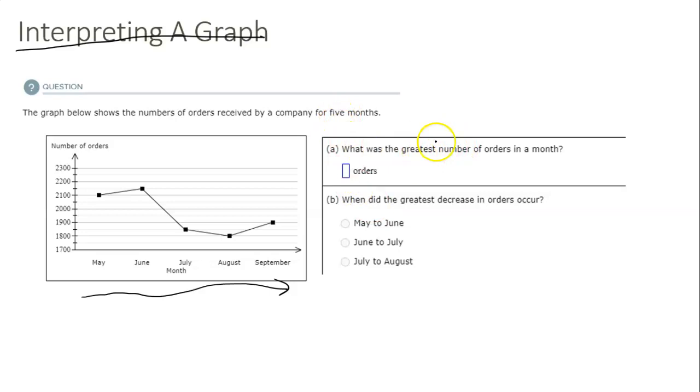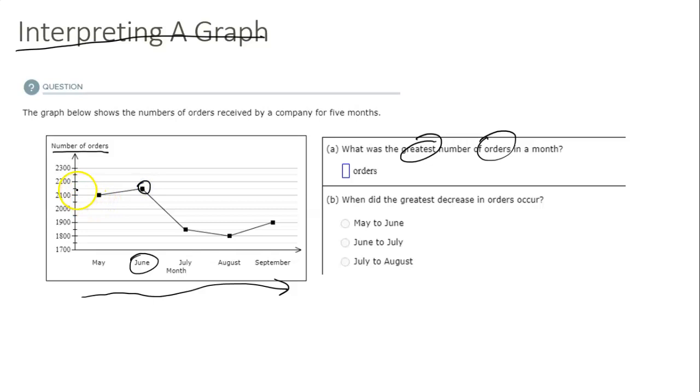So it says, what was the greatest number of orders? So it's important that you look at what it is that you're talking about. It says, what's the greatest number of orders in a month? It's asking about the number of orders. That's your y-axis here. So whatever you use should be a number, not a month. So I know that June has the greatest number of orders, but that's not what they're asking for. They're asking for this dot right here.